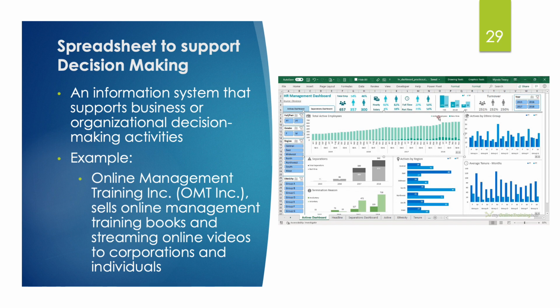Spreadsheet to support decision making. So, an information system that supports business or organization decision making activities. For example, an online management training company sells online management training books and streams online videos to corporations and individuals. The screenshot over here shows the dashboard for HR management, where you can see that it has a lot more information than the example that I showed you earlier.